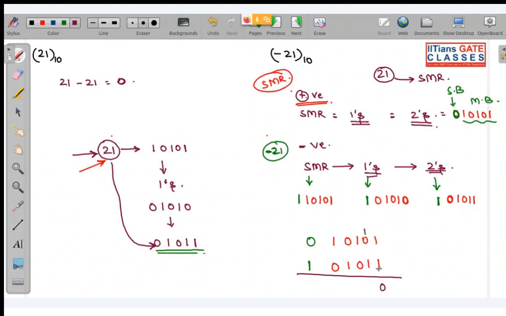1 plus 1 is 0, carry will be 1. So this will be again 0, carry is 1. Again if you do this, 0, carry will be 1. Again, 0, carry 1. Again, 0, carry 1. Again, 0, carry 1. So carry generated means what? Positive number, and usually in 2's complement we neglect it. So even you can add two numbers in 1's complement, and you will get the same thing.